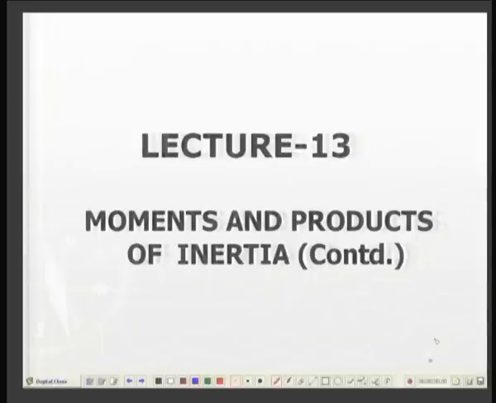Today's lecture is lecture 13, which is a continuation of lecture 12, wherein we introduced the concepts of moment of inertia and product of inertia. These two concepts are very important for mechanics, particularly in dynamics problems, and during that lecture we set up a correspondence between moments of inertia and the second moment of area, and similarly for products of inertia there was a correspondence with the product of area. Let us start with today's lecture now.